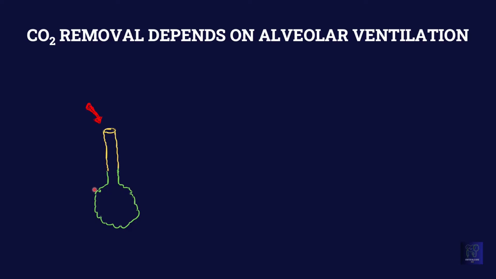Now the air going in and out of this system has to go through two different compartments. The first part is all the airways where there is no gas exchange happening, and that constitutes dead space ventilation. The second part is where there is gas exchange happening, and that constitutes alveolar ventilation. So anything that decreases alveolar ventilation leads to increase in the CO2 levels.